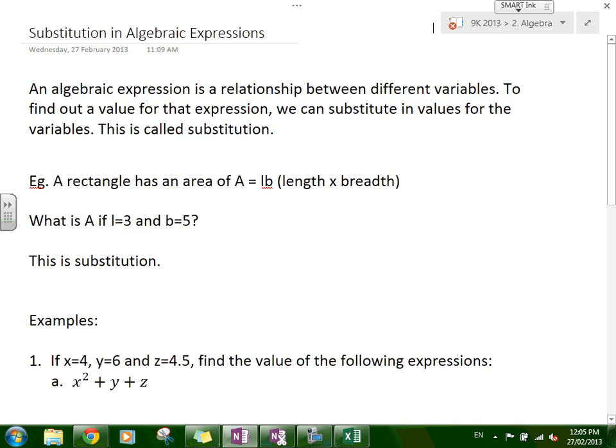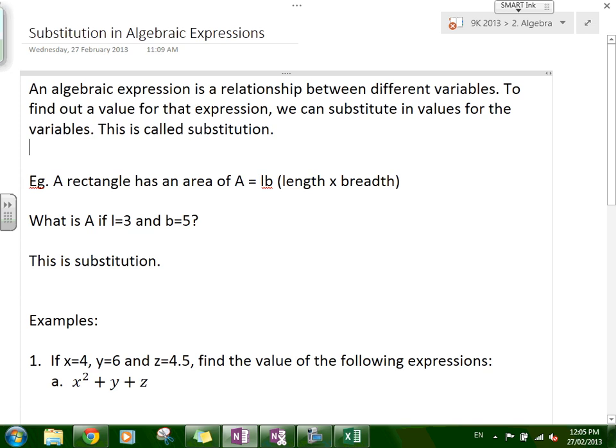So instead of b, you're going to write 4. Instead of h, you write 2. That's the basic thing, and this is called substitution. That's what it is. So that's what substitution is.